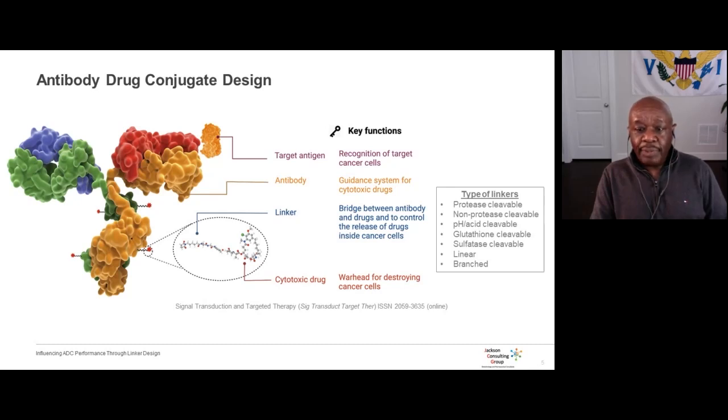There are protease cleavable linkers, non-protease cleavable linkers, pH or acid labile linkers, glutathione, and sulfatase linkers. All these are cleavable linkers that take into consideration some of the key functionalities within the tumor cell that will elicit the actual release of the payload within the tumor cells themselves. As I mentioned before, there are also linear and branch linkers as well, and we'll hear more about that.